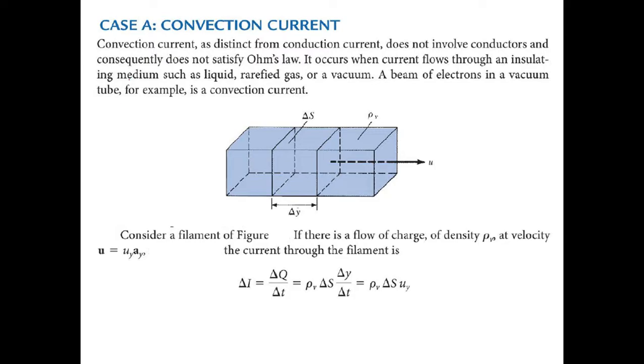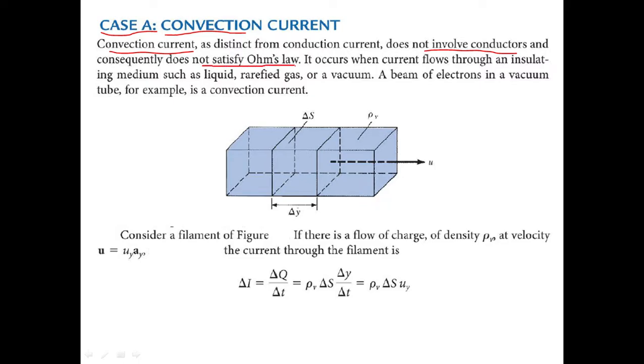That is the first case, case A, convection current. Usually, whenever we speak about current, we think about the conductor, because current can pass only through a conductor. But in the case of convection current, that is not the case, because it doesn't need any conductors. You can read this: convection current does not involve conductors, and consequently it doesn't satisfy Ohm's law.